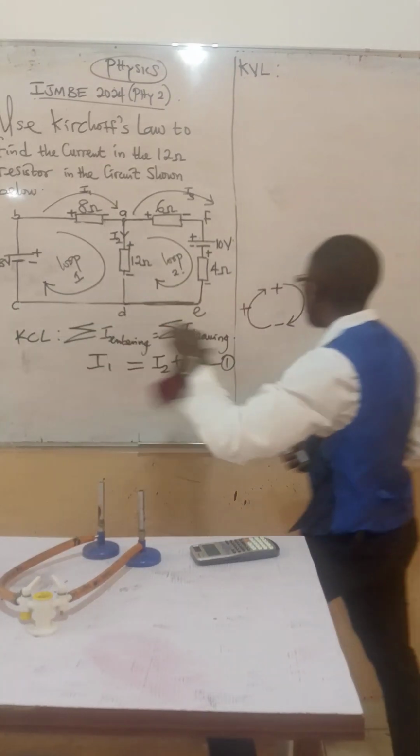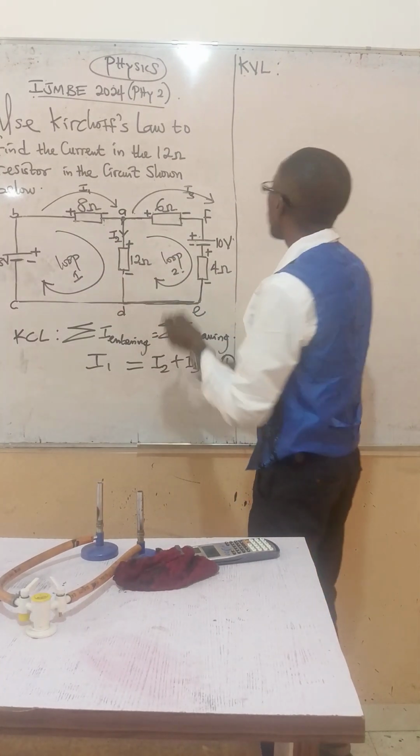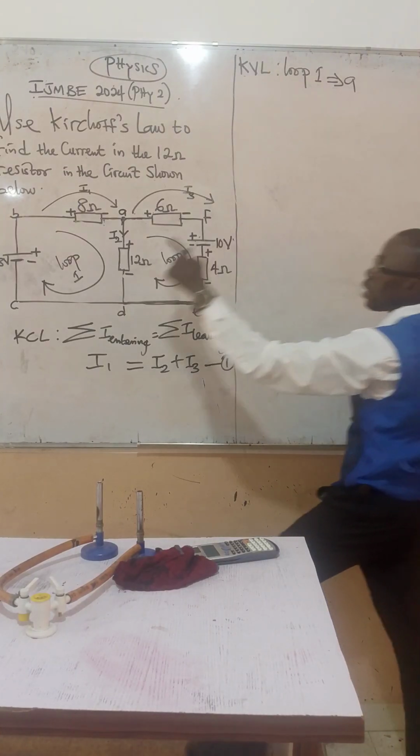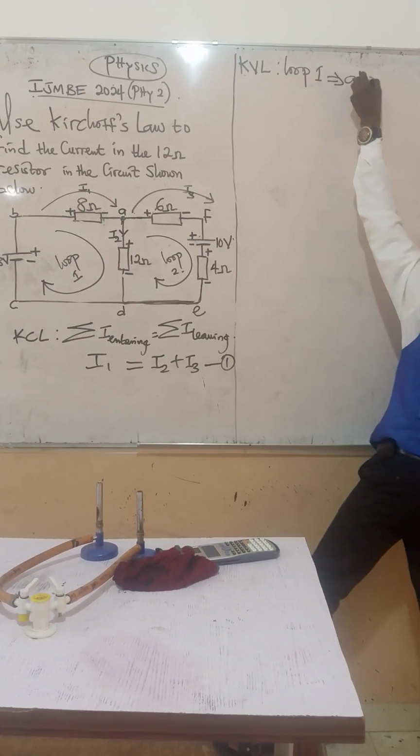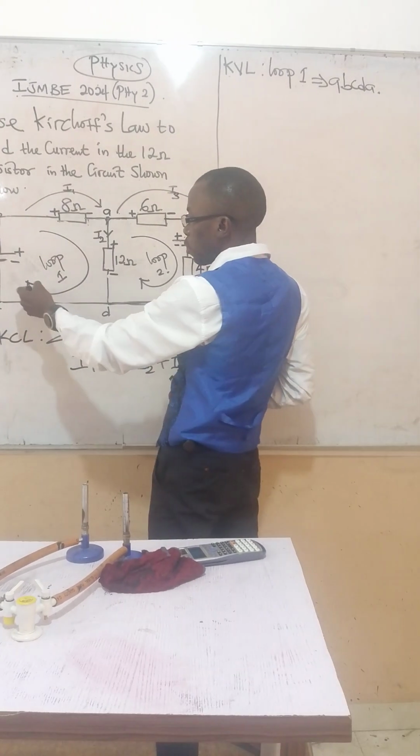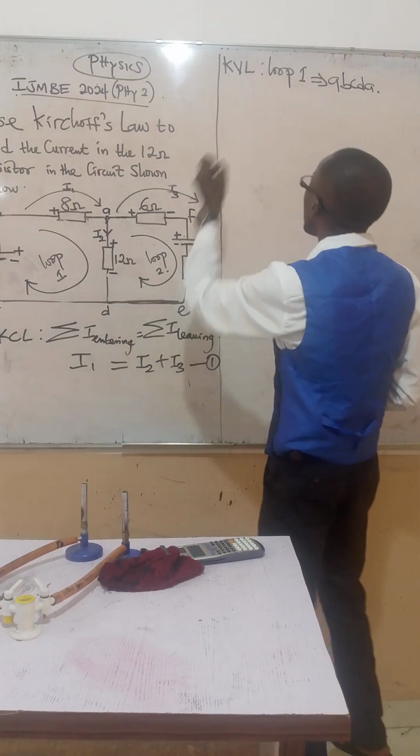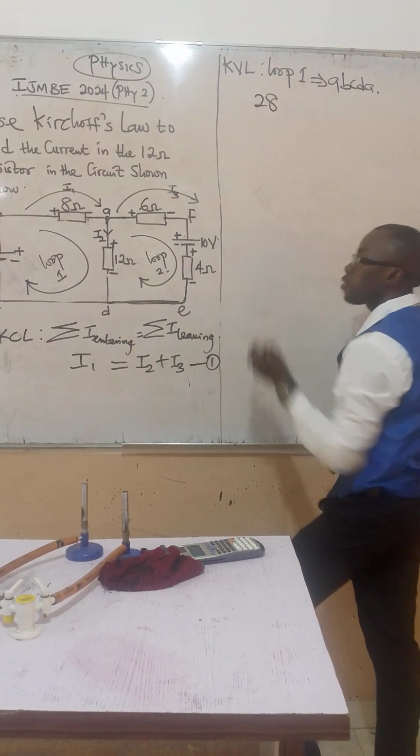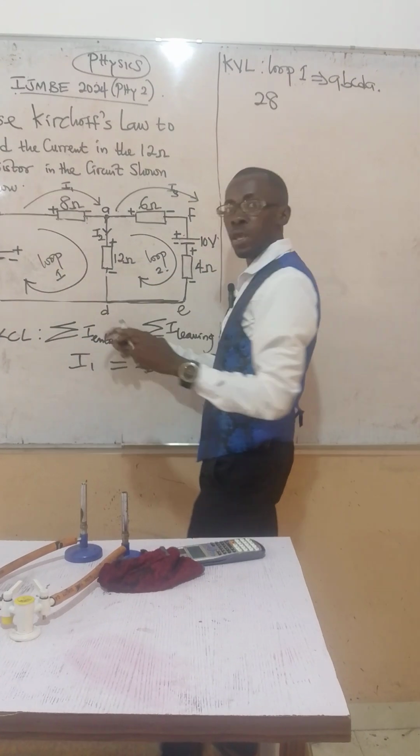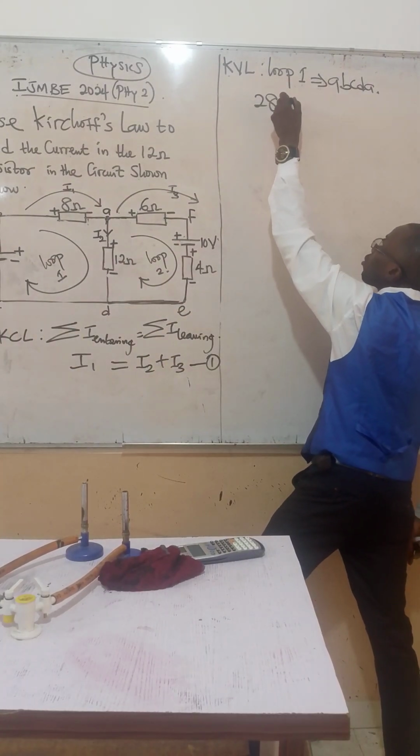Alright, so for this now, we'll consider the first loop in the direction of the current. So we're going to consider loop 1, and that is A, B, C, D back to A. Now check the direction of the current. If you start from this part, you go from the region of lower potential to the region of higher potential. Then you have what we call potential gain. You write that as 28. Still moving in the direction of the current, you come to this part from the region of higher potential to the region of lower potential. From higher to lower, you have potential loss, which is negative.